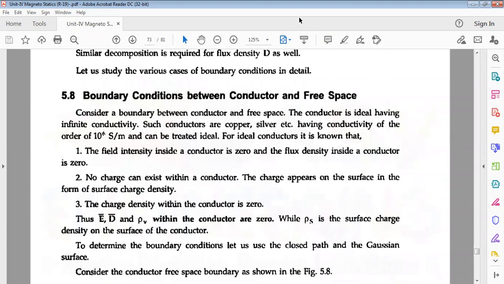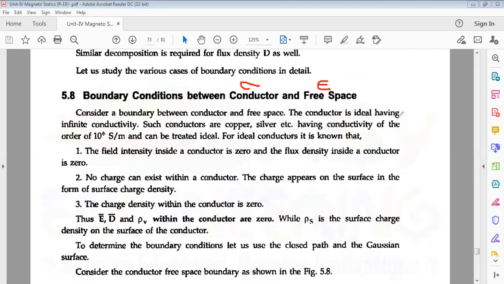Conductor has conductivity sigma, free space is representing the epsilon. Okay. Here the boundary is between conductor and the free space. There is a boundary line we have. Below the boundary line, we can take the conductor, and above the boundary line, there is a free space, epsilon. Consider a boundary between conductor and the free space.